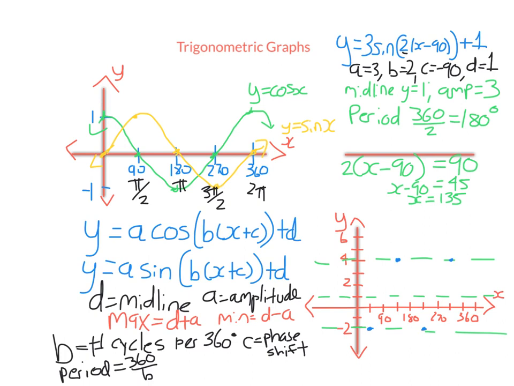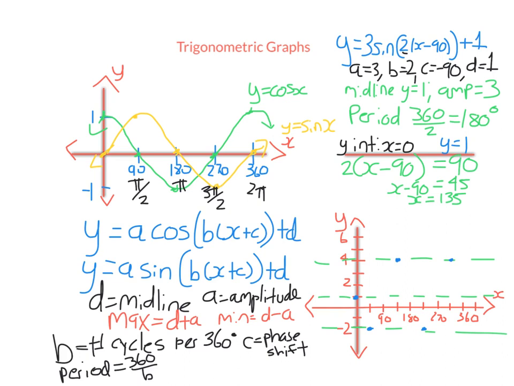So if we want, we can calculate the y-intercept because that's really easy to calculate. All I do is let x equal 0. So I could just put in my calculator 3 sine of 2 outside of 0 minus 90, plus 1. If I put that on my calculator, when x equals 0, I get y equals 1. So that means the y-intercept here is at 1.